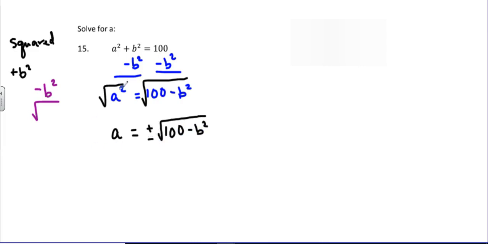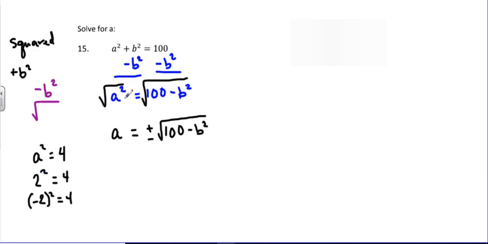Let's think about that. Let's say a squared was equal to 4. Well, I'm trying to find a value that when I square it, I get 4. Well, if I square 2, I get 4. But I could also square a negative 2 and get 4. Negative 2 and positive 2 are answers to this.